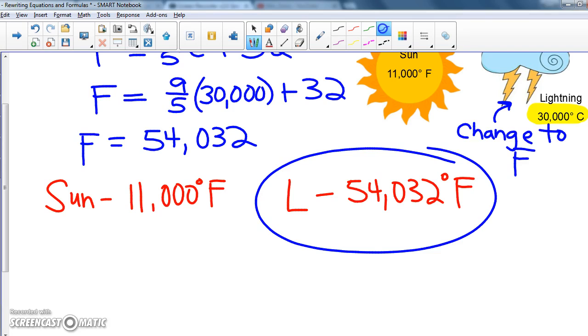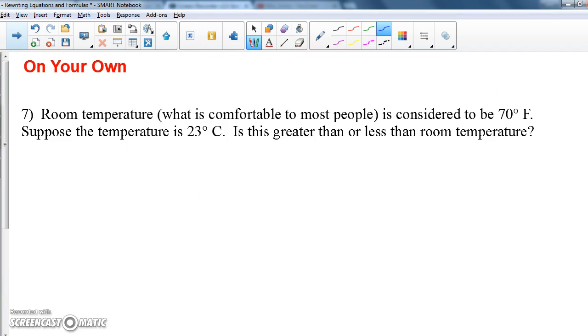Alright, you have one more to do on your own. Number 7, so pause it here, go ahead and try it on your own, and then hit play and check your answer.